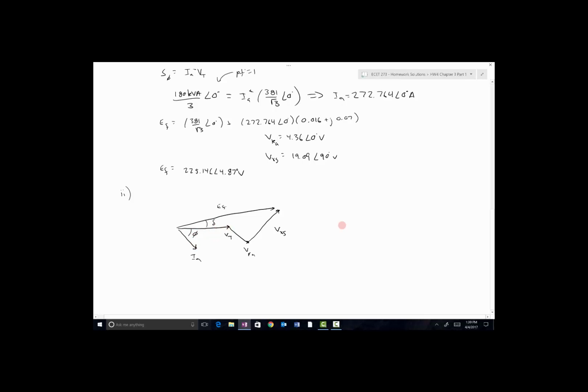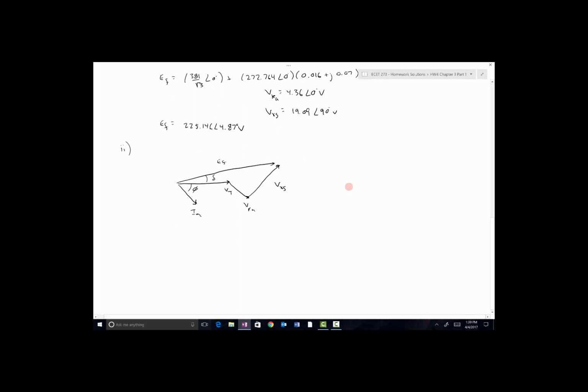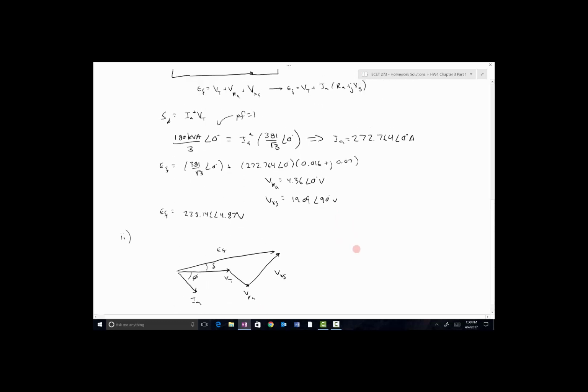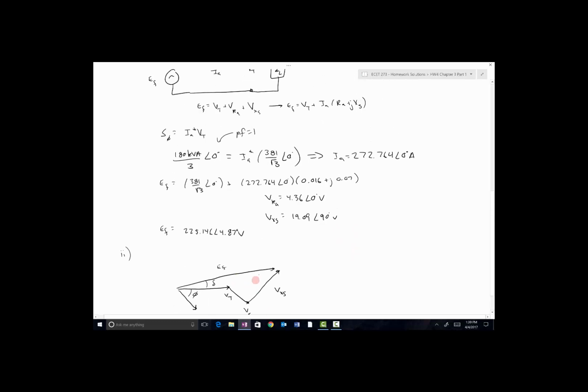We were told that this was a 0.7 power factor lagging system, so I'm going to solve for phi. That's equal to inverse cosine of 0.7, which is 45.573 degrees, giving us our power factor angle. We're going to use the same formula as we did up here to solve for this circuit. So again, I have to solve for IA. IA is going to change because my power factor has changed.